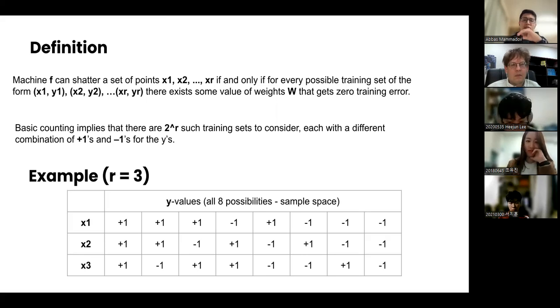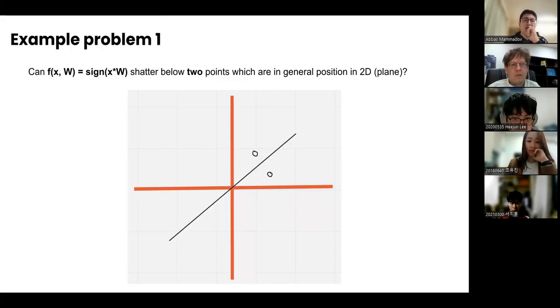Now I want to give some better examples of shattering so that you can understand the shattering part. Let's say we are given this learning machine. We already discussed that this will give us some line, and we are just wondering, can this machine shatter 2 points which are in general position in the 2D plane?